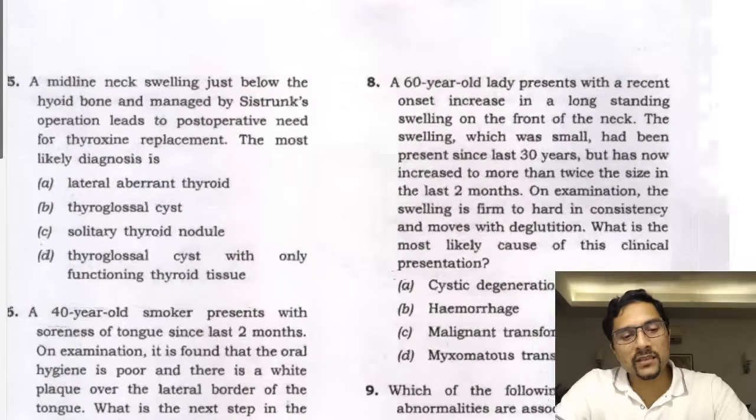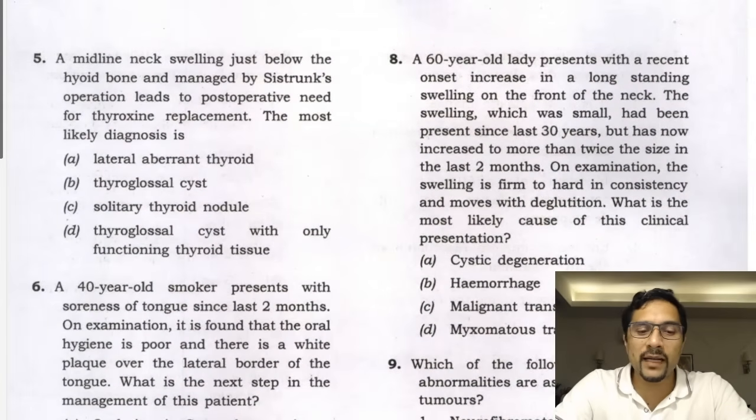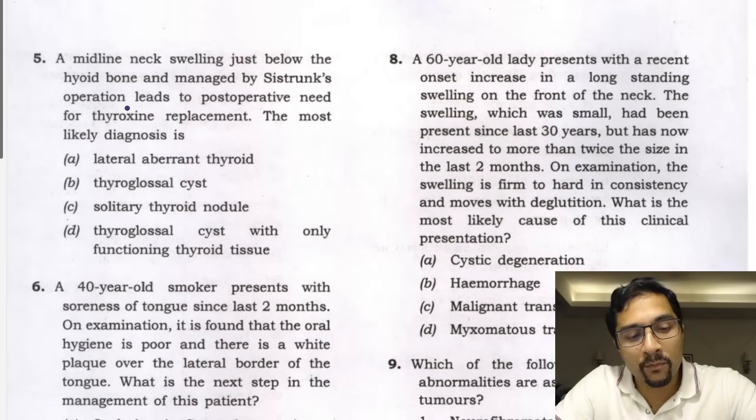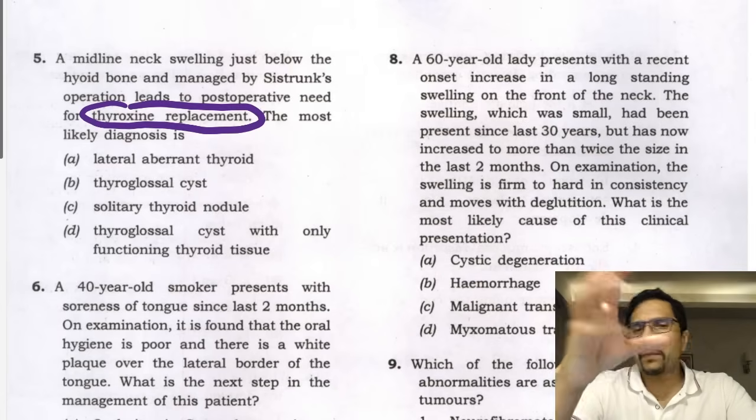Now the next question, there was a midline neck swelling just below the hyoid bone, and it is managed by Sistrunk's operation, and this leads to the need for post-operative thyroxine replacement, right? So one part was very easy.